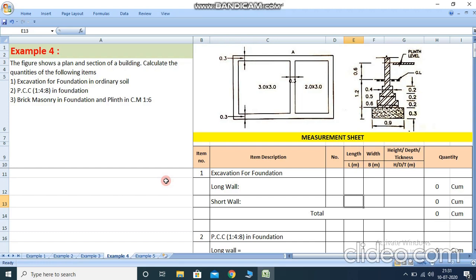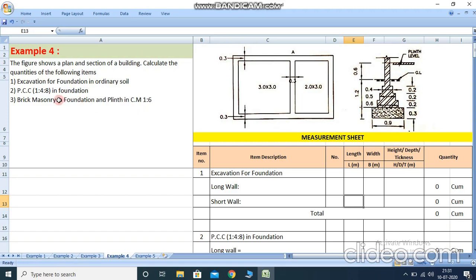See this figure. In this figure we take two rooms. One room size is 3 meter by 3 meter and another room size is 2 meter by 3 meter. Here the plan is given, and in the second figure, the cross section or sectional dimension is given for a step footing of a wall.